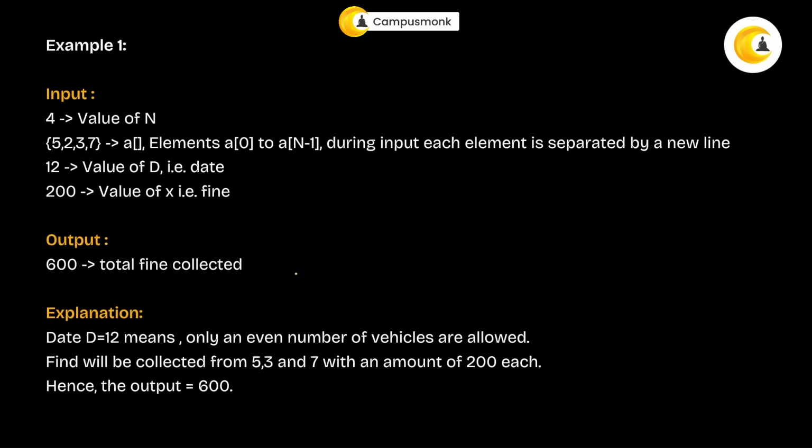Okay, so you have to find the total fine that will be collected. Now if you see here, your n value is equal to 4, correct. Now your vehicles array is 5, 2, 3 and 7, correct. Now what is your date? Date is 12, okay, D is equal to 12. And your fine is given as 200.